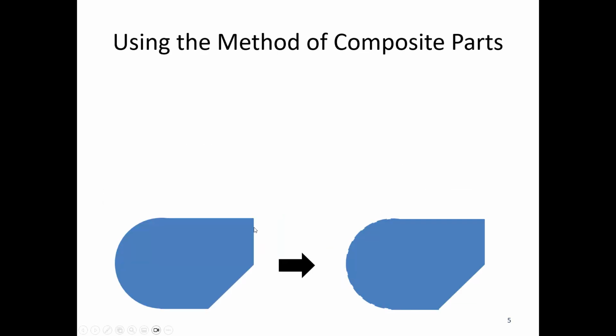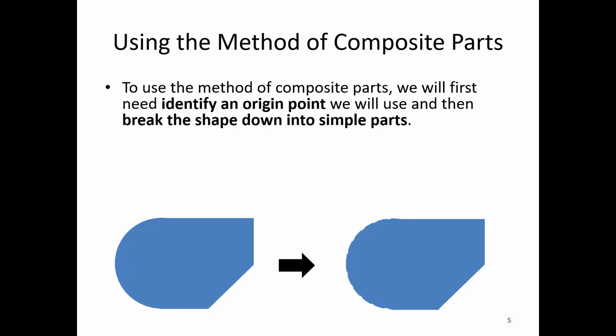All right, so using the method of composite parts, what do we need to do to go through the whole process now that we discussed some of the pieces here? To use the method of composite parts, we first need to identify an origin point that we're going to use. It's going to be important to have everything from that same origin point. And we're going to break the shape down into simple parts. Each simple part you create must be in your centroid table. That's going to be the limiting factor here.